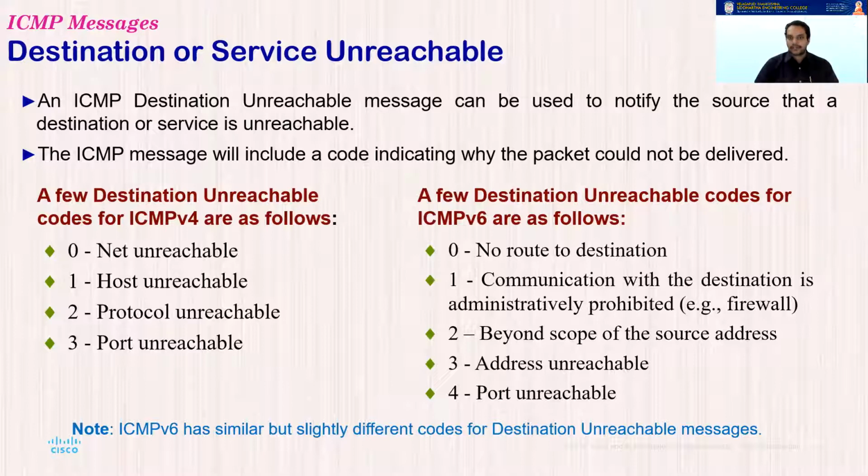Whereas for ICMP version 6, slight modifications are there. Once again, 0 stands for no route to the destination. 1 stands for some issue with the firewall or network policies that are blocking the message. 2 is beyond the scope of the source address. The third is address unreachable. And the fourth one is port unreachable. These are the messages which are used to carry information about why the packet could not be delivered.